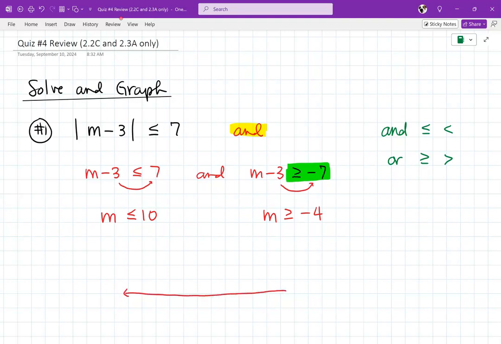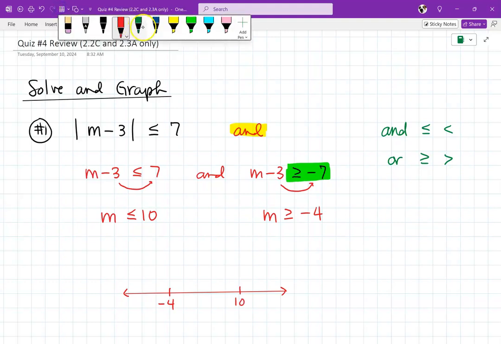And since this is an and problem, I need to draw a couple of things, or at least show it visually. I have to draw a couple of lines and find where they meet together. So I'm just going to do it the lazy way, so we're not spending too much time. Negative 4 is definitely smaller than 10, so I'm going to do it like this. If you want to do more tick marks, feel free, but it's not necessary. So m less than or equal to 10.